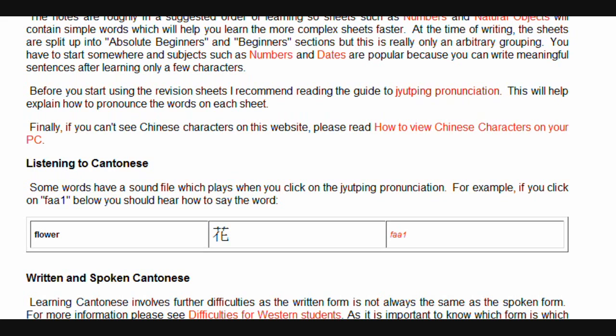Before you start using the revision sheets, I recommend reading the guide to Ping pronunciation. This will help you explain how to pronounce the words on each sheet. Finally, if you can't see Chinese characters on this website, please read How to View Chinese Characters on Your PC. Listening to Cantonese: some words have a sound file which plays when you click on the Ping pronunciation. For example, if you click on Fa 1 below, you should hear how to say the word.